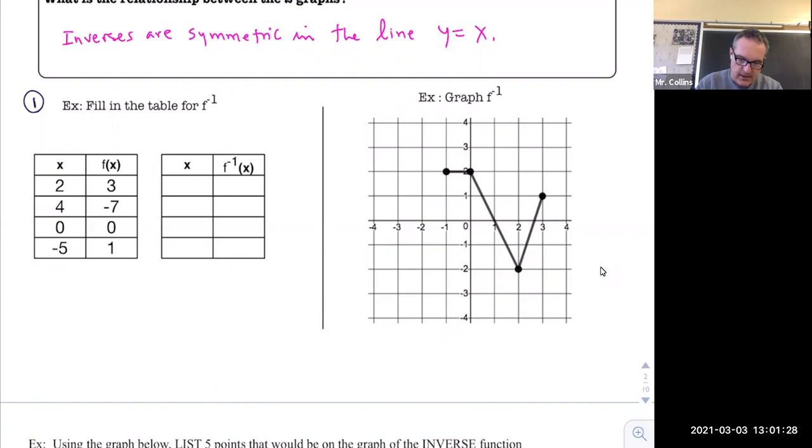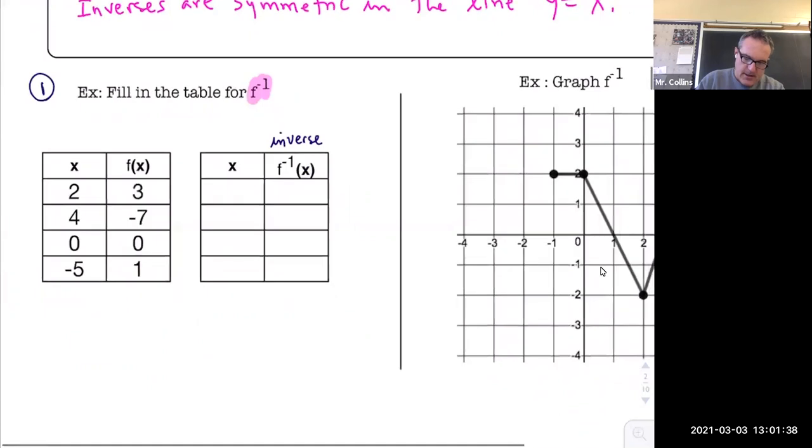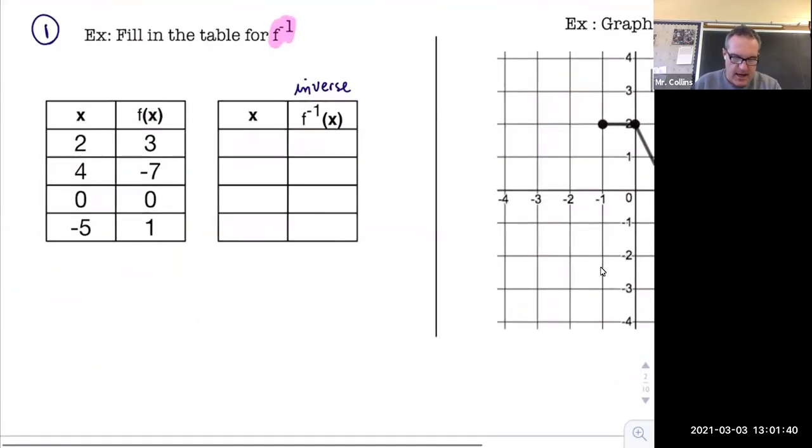Don't forget that little symbol with the f to the -1 really means inverse, right? So this is the inverse function here. So don't forget what these are. These f of x's, they're just y's. These are just ordered pairs.